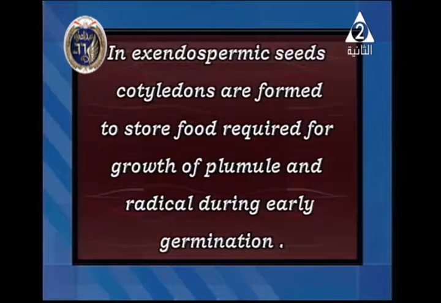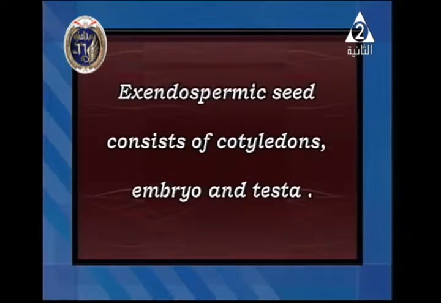In the case of ex-endospermic seeds, the cotyledons, I mean the two parts, are the main part formed to store food required for growth of the plumule and also the radicle during early germination stages. Also, the ex-endospermic seed consists of cotyledons, embryo, and testa. Remember, I'm going to discuss the testa with you right now. Again, how many parts does it consist of? Cotyledons, the parts for storing food, the embryo itself, and the testa.